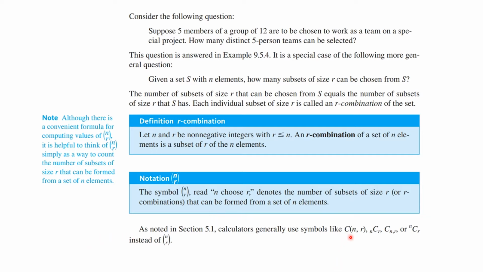I know we talked about this before, but there are different notations. My favorite notation is probably this one, n choose r. That means how many ways can you choose a subset of size r from n. But there are many different notations.